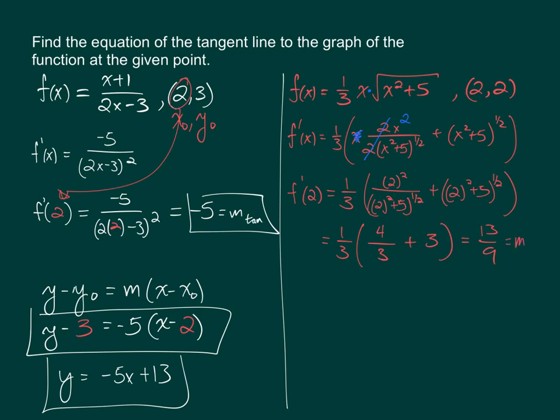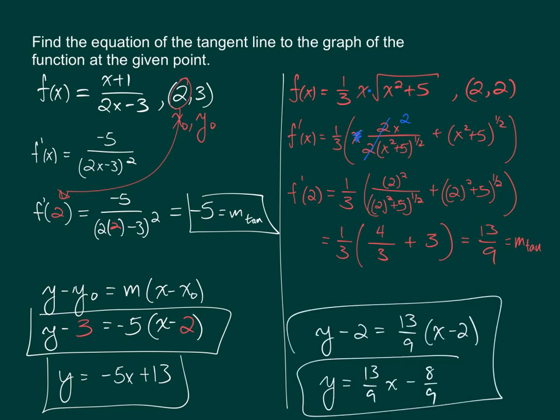So this is now the slope of the tangent line. And then by following a similar method over here, we have the x0, y0 values with a slope of a tangent line. You'll get two equations that look like this. So this is how you find the equation of a tangent line to the graph of a function at a given point.